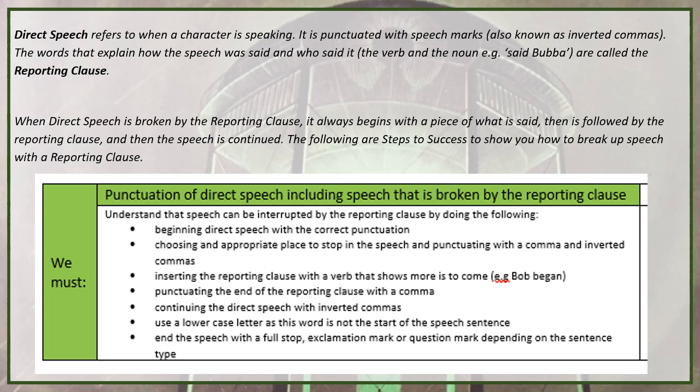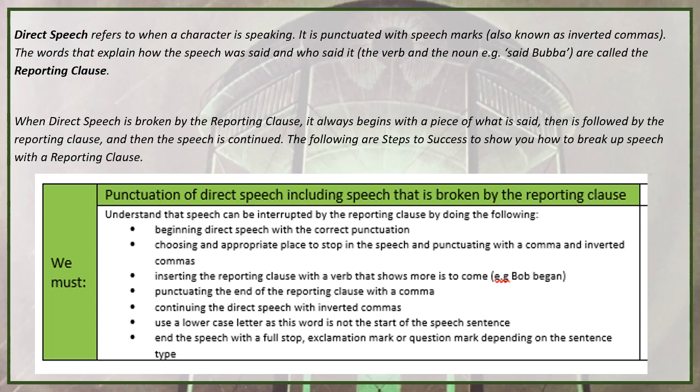So these are your steps to success. You use speech marks to show that you're starting to speak. Then you choose an appropriate place to stop the speech and you punctuate it with a comma, always a comma, never anything else, in that first bit of speech to show that it's going to continue. More speech marks, then the reporting clause.